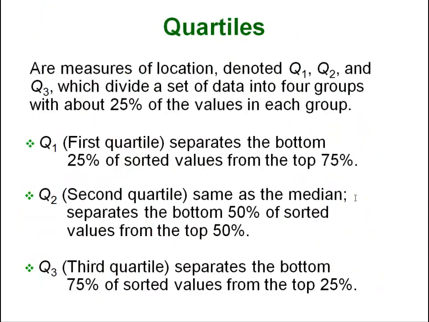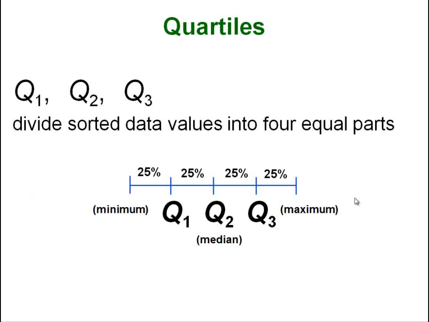Okay, quartiles, as I said, are just specialized percentiles. So the first quartile is just the 25th percentile, and then the second is the 50th percentile, which is also what we call the median, and then the third is just the 75th percentile. So if you look at this next picture, it kind of helps visualize it for you.